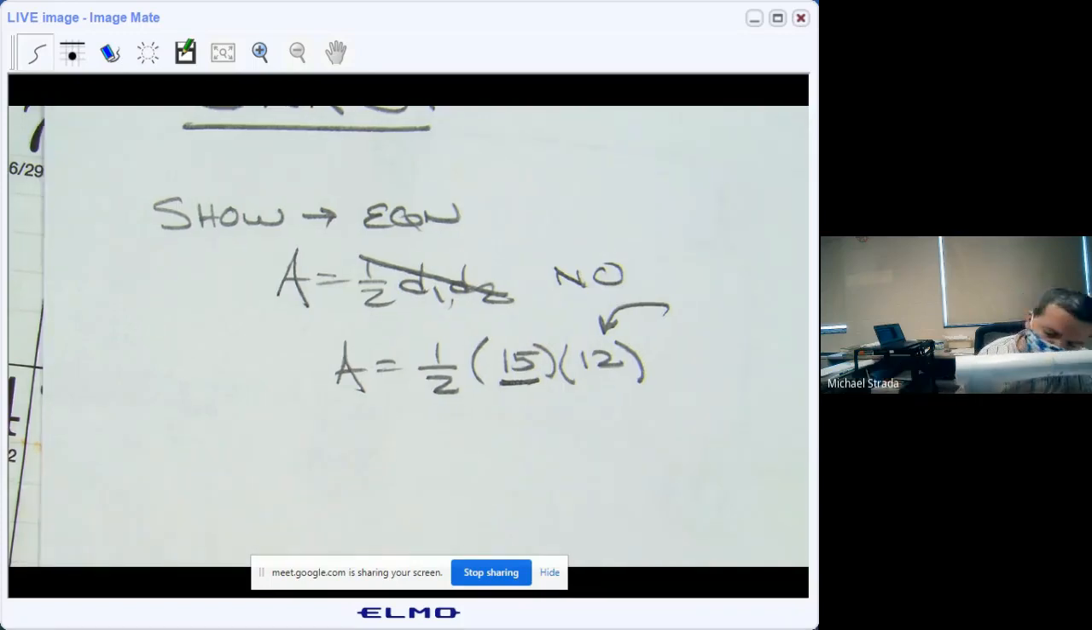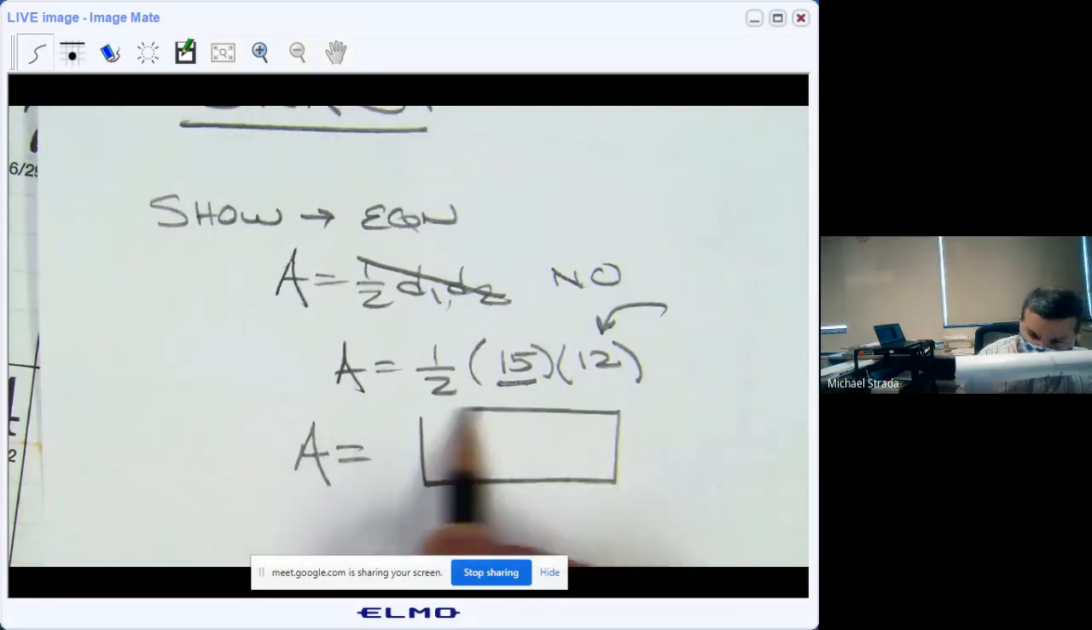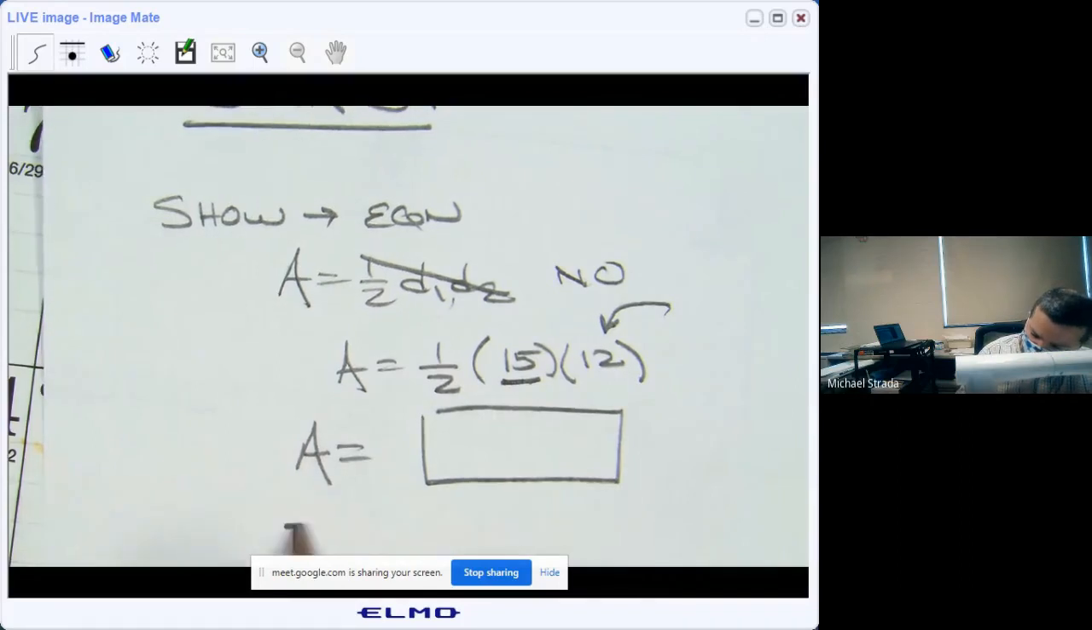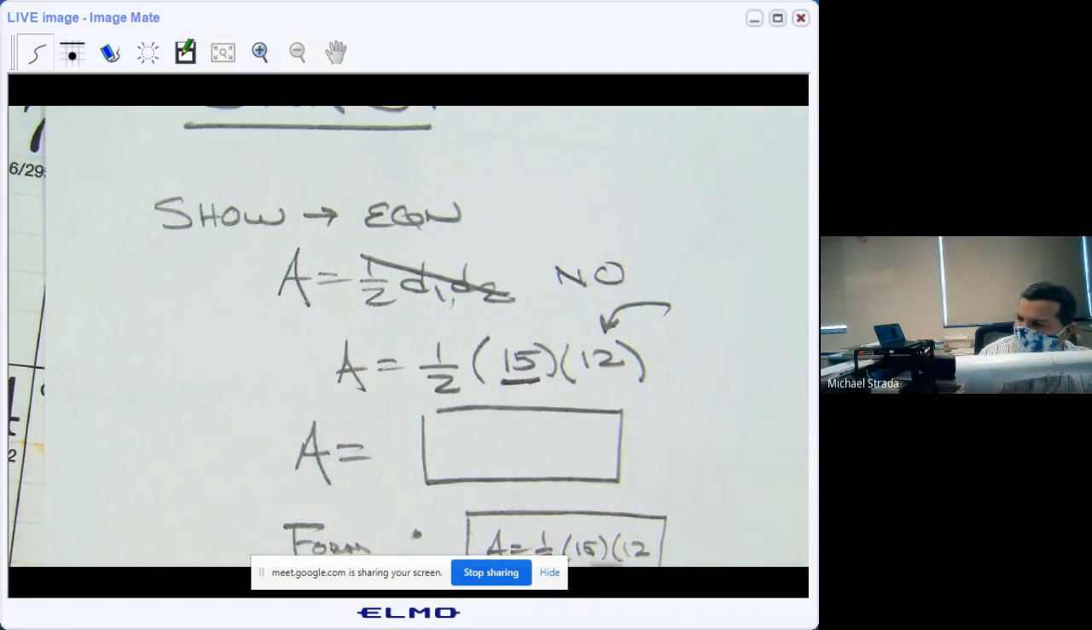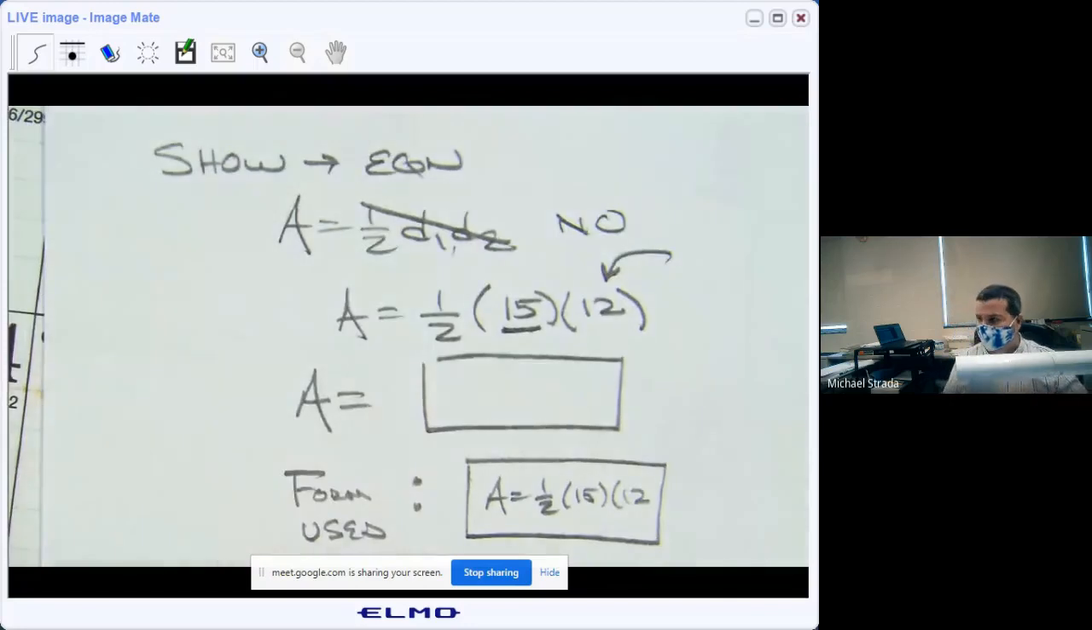Basically, area will be like the first box, like it normally is, and then the formula you use. You know what I mean? So there'll be different boxes for it. If it just asks you for the area, then you don't even worry about it. But if it says formula used, all right. Now, technically, should you write area equals 1/2 times 15 times 12? Yeah. But if you wrote 1/2 times 15 times 12, I get it. So do the best you can in terms of showing the formula you use. Same thing with Pythagorean theorem, that kind of stuff.